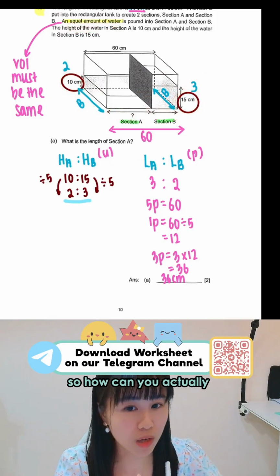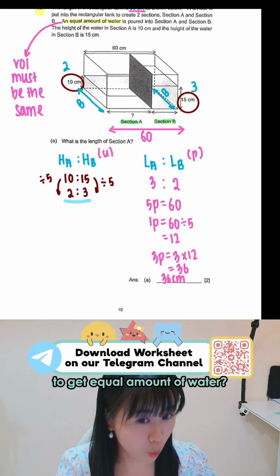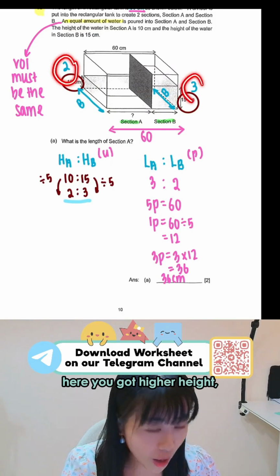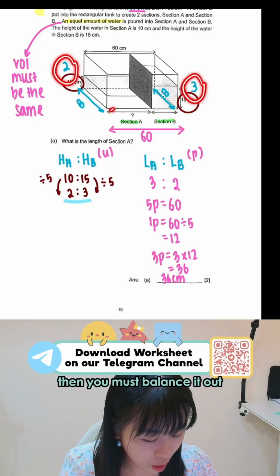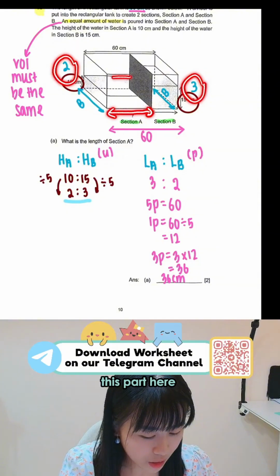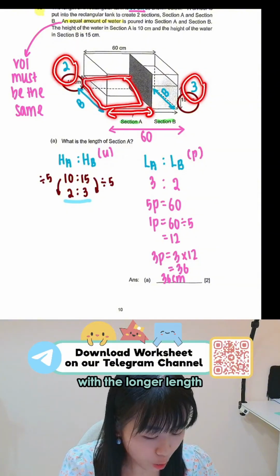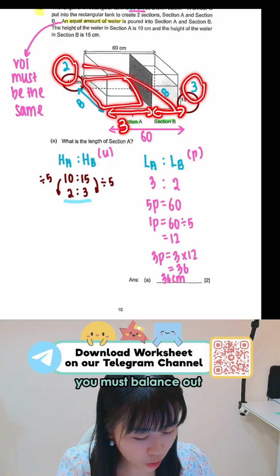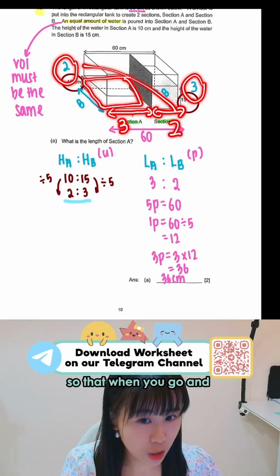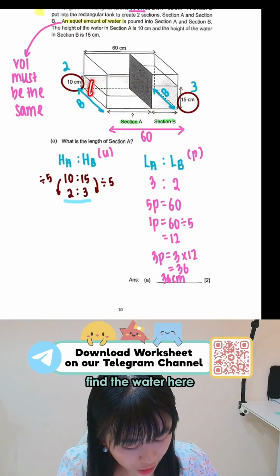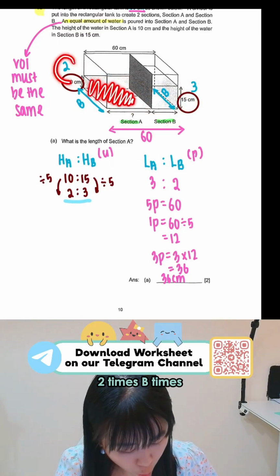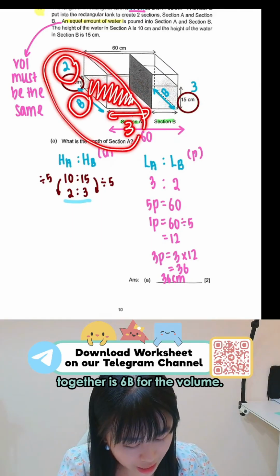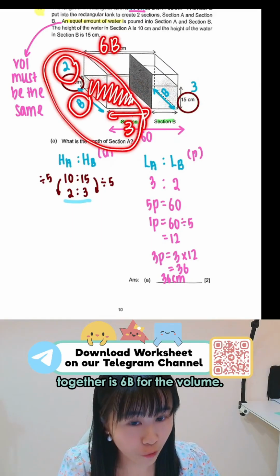So how can you actually balance back to get equal amount of water? If here you got lower height, here you got higher height, then you must balance it out. This part here, you must balance out with the longer length. This part here, you must balance out with a shorter length. So that when you go and find the water here, 2 times B times, let's say you put the 3 here, together is a 6B for the volume.